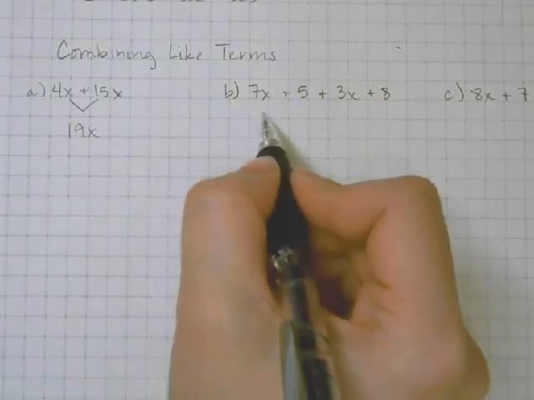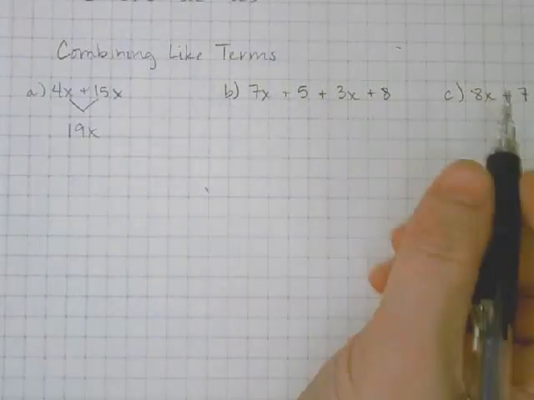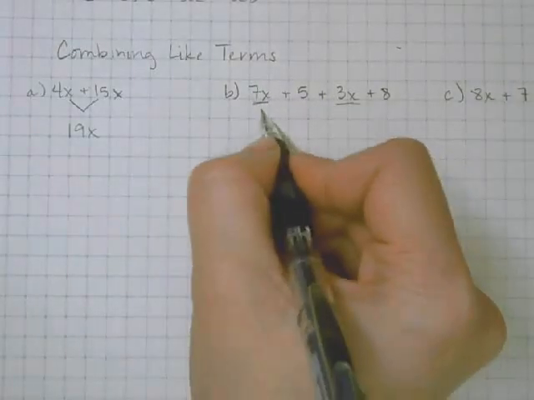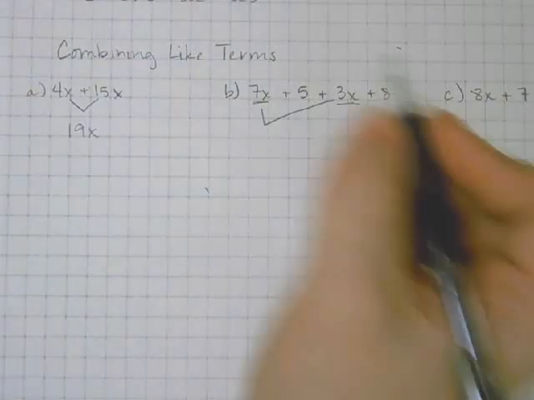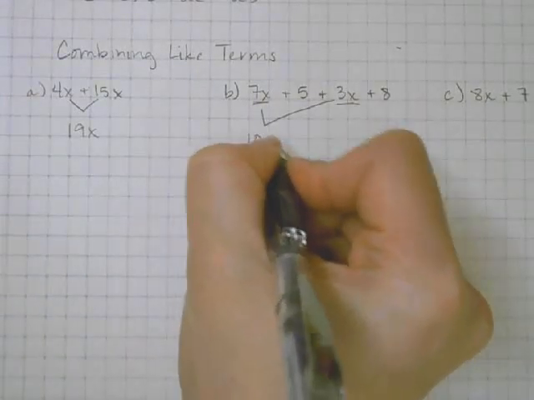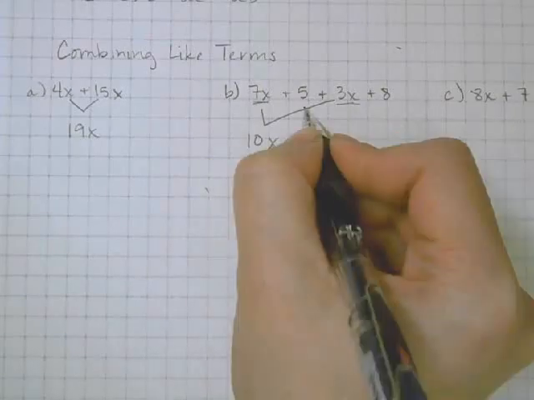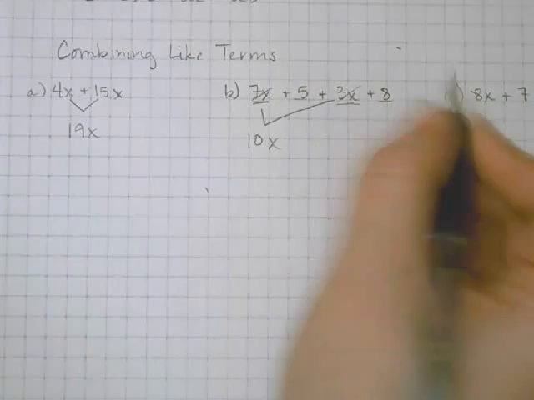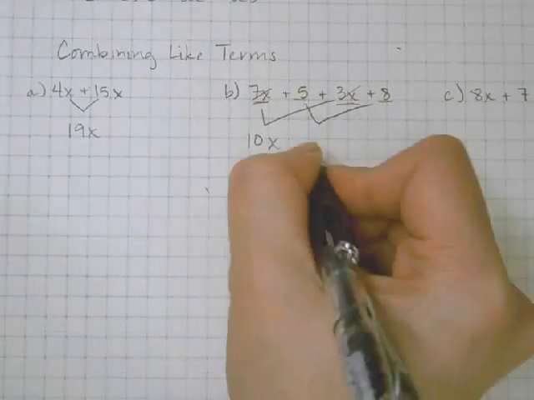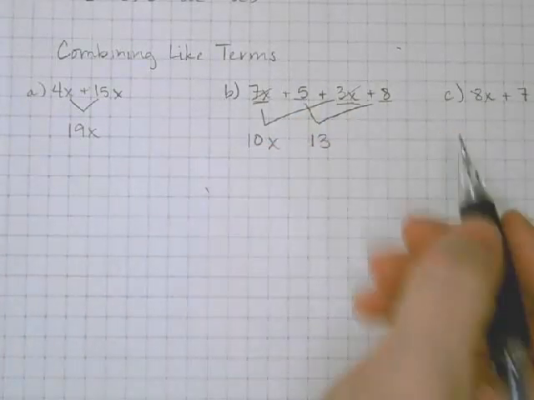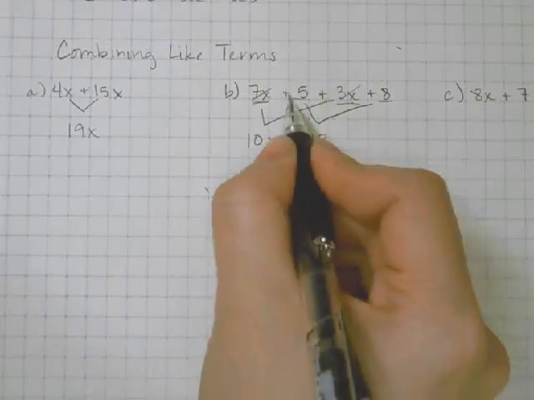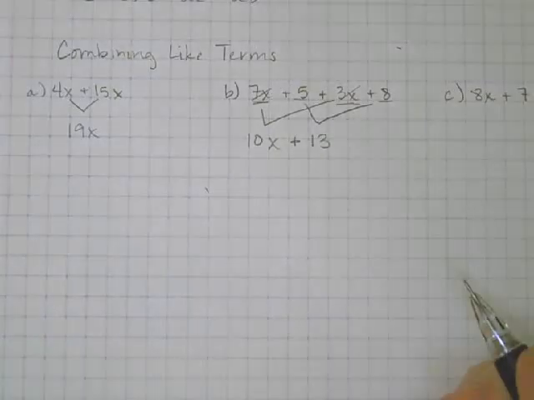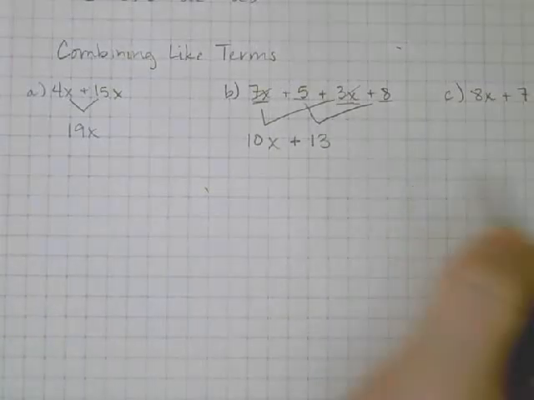On part B, 7x plus 5 plus 3x plus 8. My x's are here and here. So 7x plus 3x gives me 10x. And my constants, so once I've used them, I cross them off. My constants are 5 and 8. 5 plus 8 is 13. It's very important that you remember to put some kind of connector in there. We're only adding here. We don't have any negatives. So that's a plus 13. 10x plus 13.